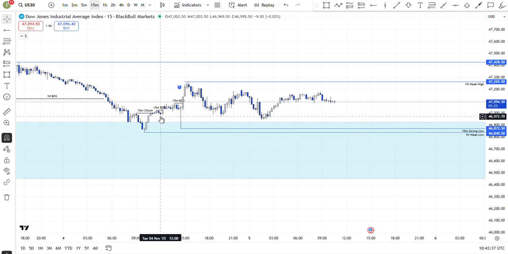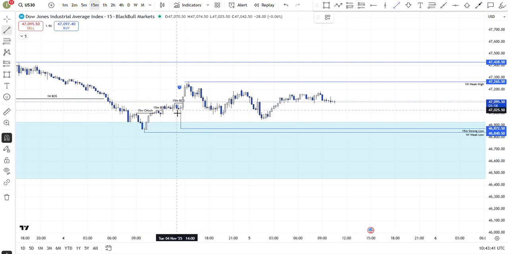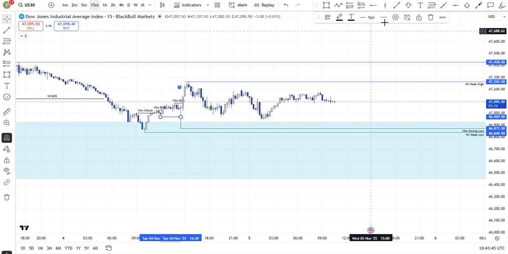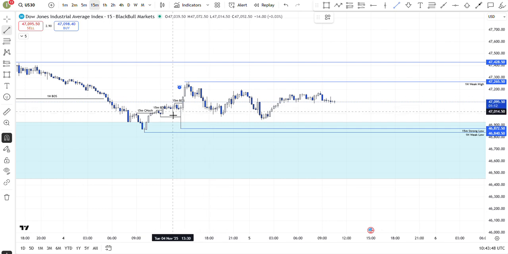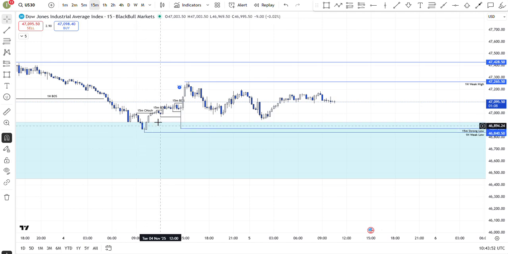Even though it swept all of these, you can see, and somebody asked me this yesterday, the difference between wicks and bodies. On this 15-minute time frame, it only wicked this one, it didn't close below. And it only wicked this one. So although this is a 1 hour weak low, it's a 15-minute strong low. So we need to be aware of that.